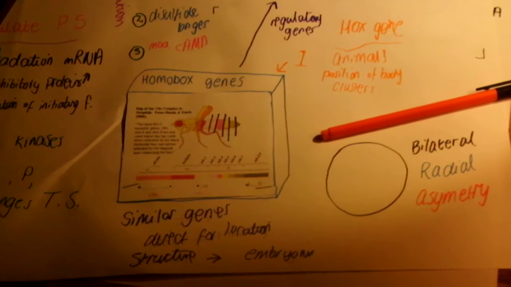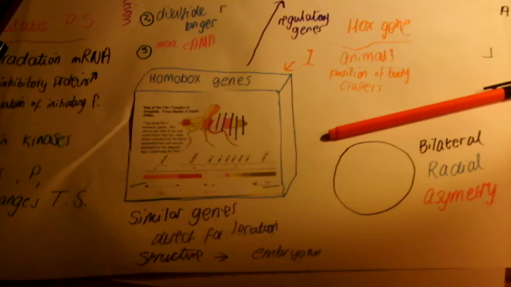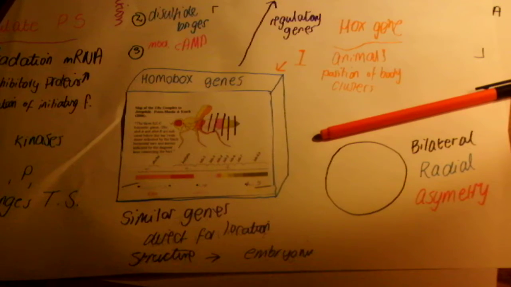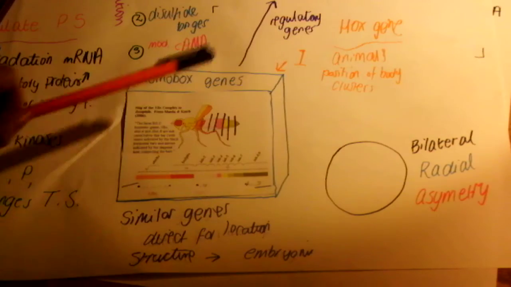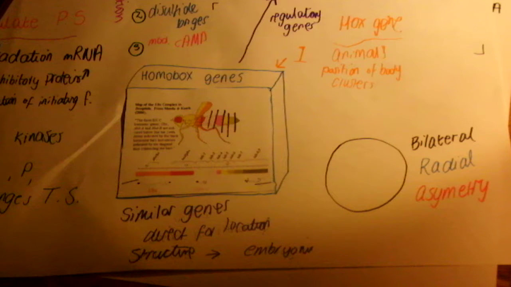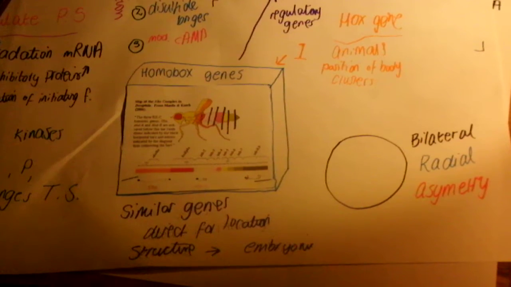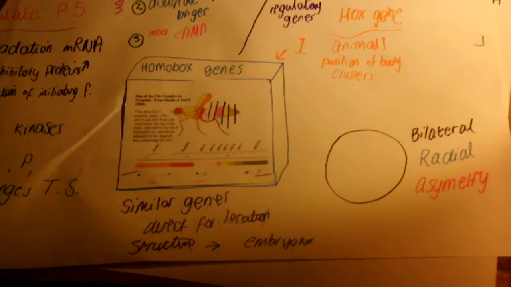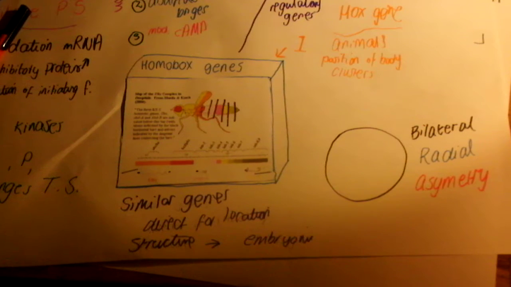A HOX gene is only one homeobox gene, and it only occurs in animals, and it allows for the position of the body parts of the animal, and it only occurs in clusters, whereas homeobox genes are similar genes that direct the location of the parts of the body. Once again, basically every HOX gene is a homeobox gene, but not every homeobox gene is a HOX gene.